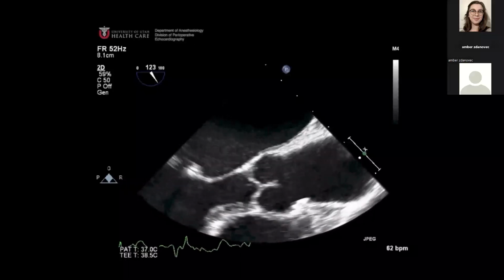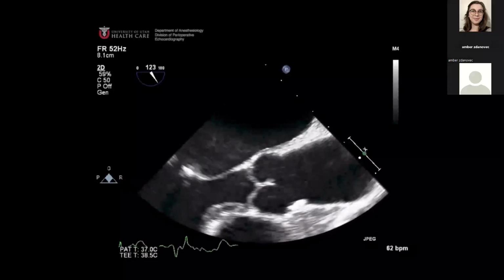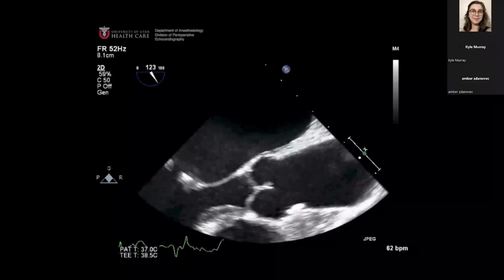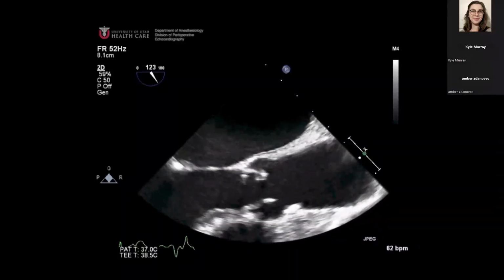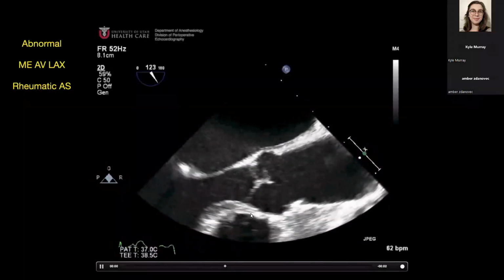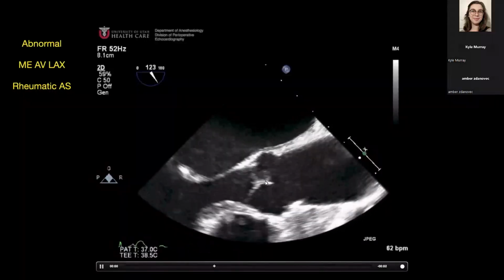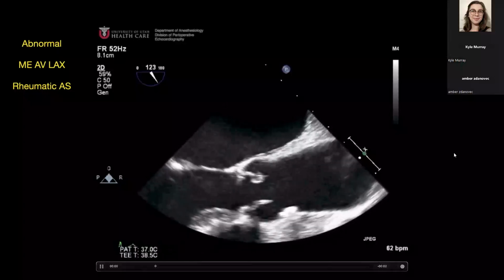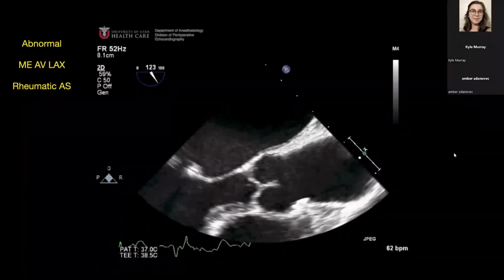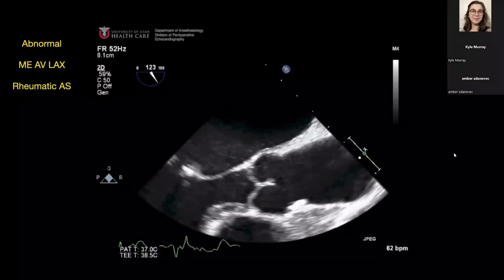And what kind of pathology do you think this is? Rheumatic, yep. So remember how we said it kind of affects the leaflet tips? That's what we're seeing right here, thickened leaflet tips. Would the annulus be more affected if it was calcific? We can kind of go onto the cusps more than just the tips.